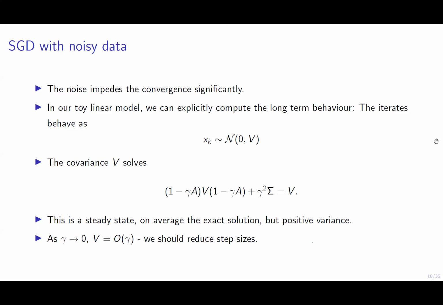So we can see that the learning rate appears both here and here. You can almost explicitly write the solution to this equation, and this covariance is of the order of the learning rate itself. So what this is telling you is that once we've reached this kind of steady state regime, we should be thinking of reducing our learning rate so that we reduce this noise.